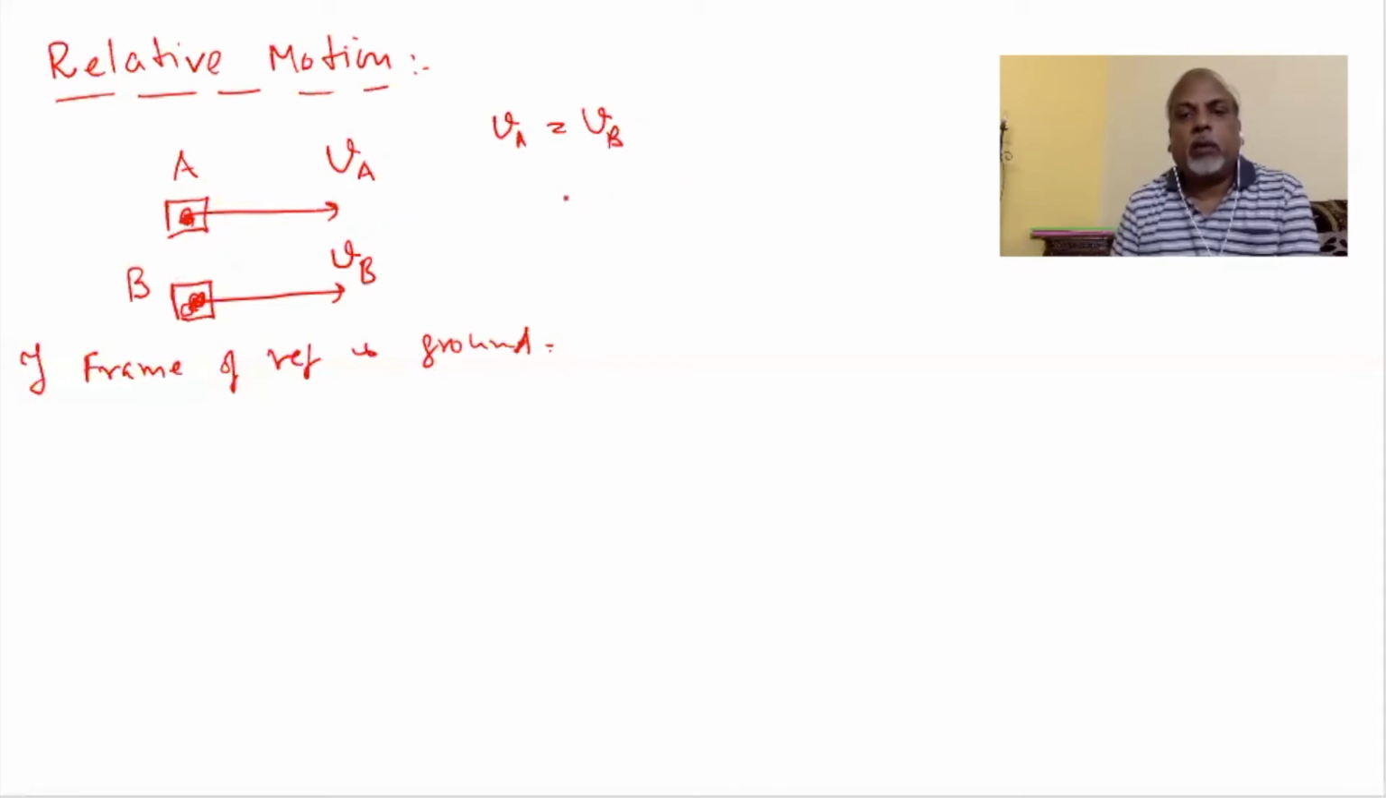Or if VA is greater than VB, then in that case, a person sitting in car B will find car A moving forward with some velocity. And if VA is less than VB, then of course a person sitting in car B will find car A moving behind him, and his car is moving forward. So like that, these are relative motion.